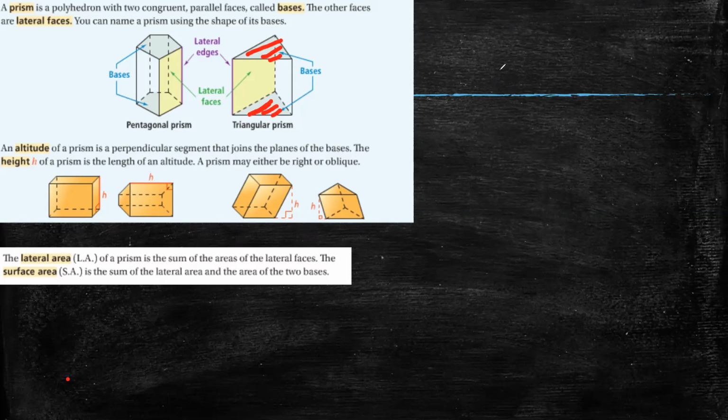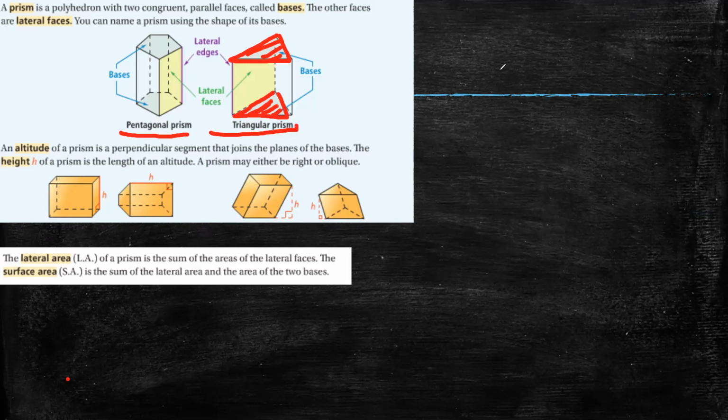That means the two bases are rectangles. This one here has a pentagon shape, so we will say it's a pentagonal prism. This one here, the base is a triangle. We call it a triangular prism.